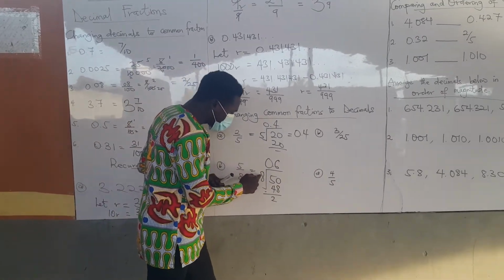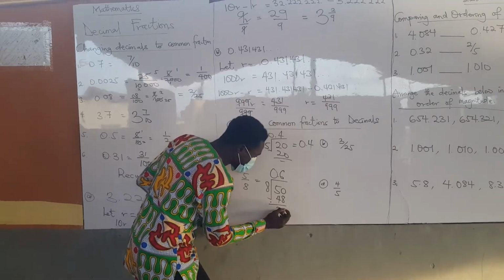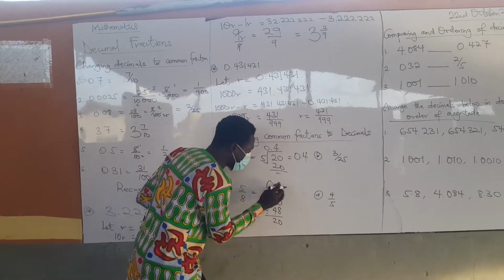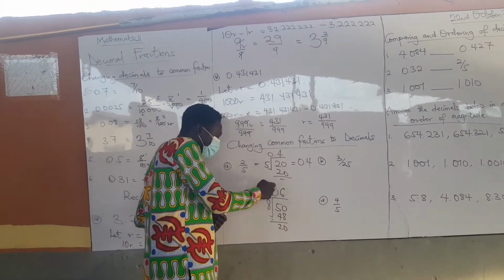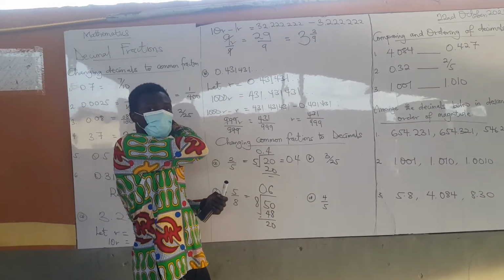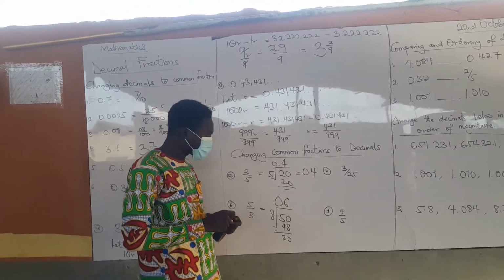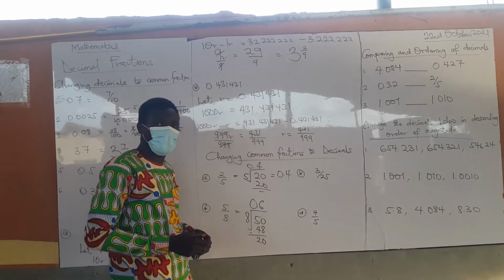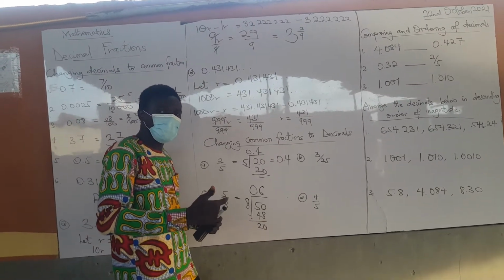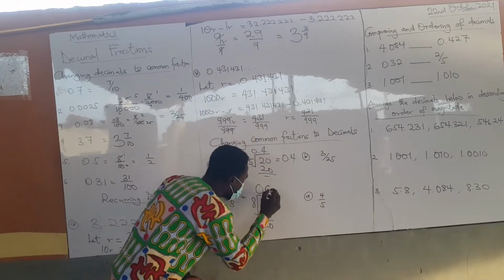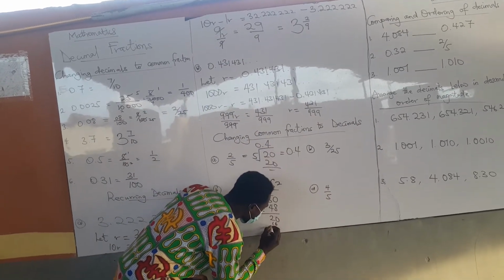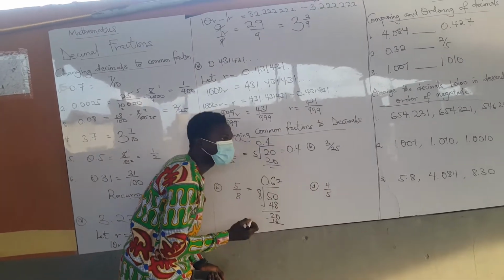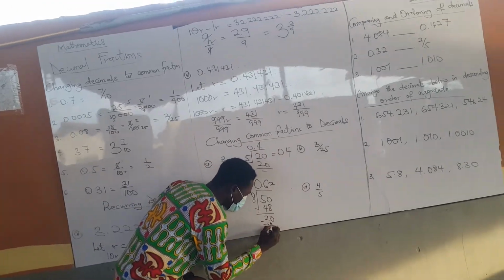Now because 8 cannot still go into 2, we just bring 0 here. This time, don't bring the point here. Why? Because we have already brought a decimal point there. Then we ask ourselves, 8 will go into 20 how many times? 8 times 2 is 16. If you subtract 16 from 20, we are going to get 4.